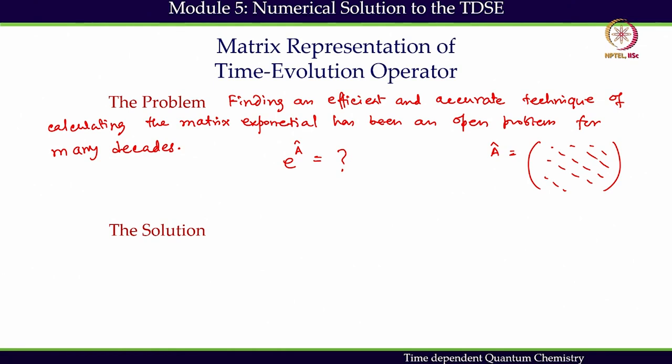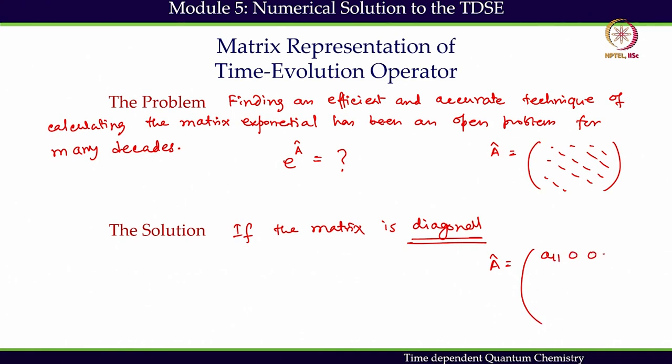The method of getting the exponential of a matrix is heavily simplified if the matrix is diagonal. So, if A is a diagonal matrix, which means that I have values A 1 1, 0, 0 like this, then 0, A 2 2, 0, 0, 0, A 3 3 like this way, only diagonal elements are present, let us say.